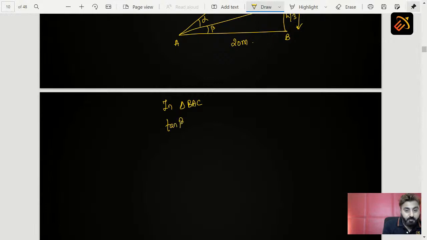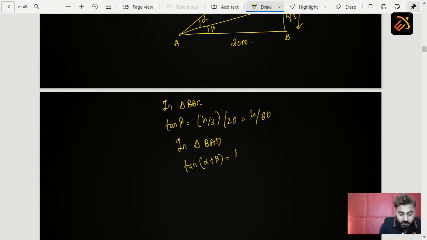tan beta is equal to h by 3 by 20, which is h by 60. Now students, from this we can say in triangle BAD, tan of alpha plus beta is equal to h by 20. Now we all know that tan A plus B is what? Tan A plus B is tan A plus tan B upon 1 minus tan A tan B.